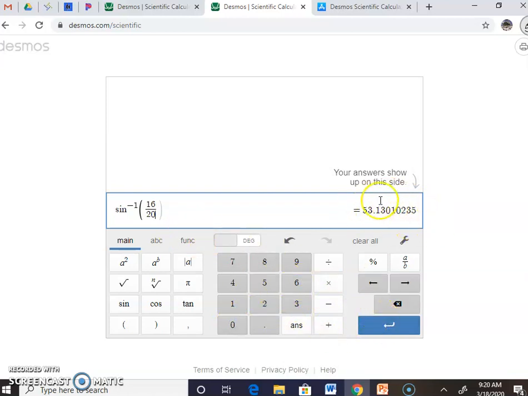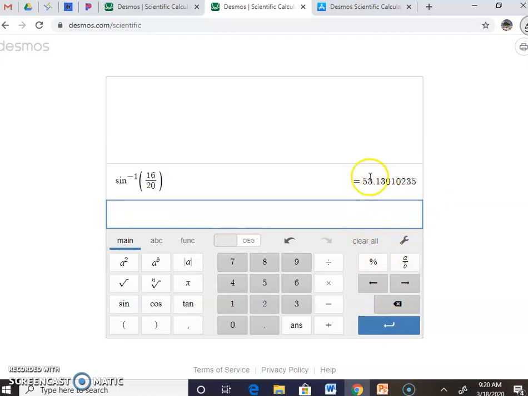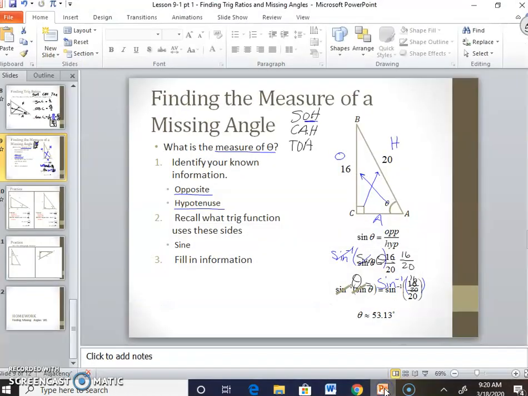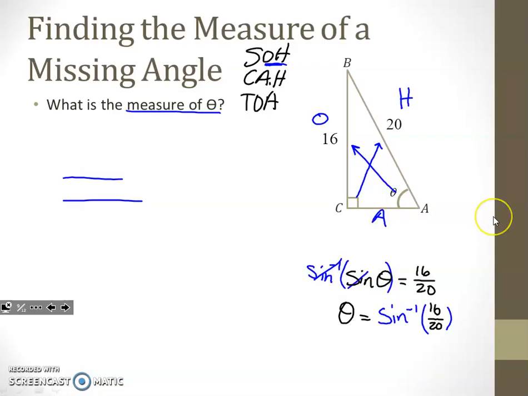I can, but if you look, it shows your answer on this side here. We press enter. There we go. So sine negative 1 of 16 over 20 is 53.13, and so on. I think on your homework it says to round it to the nearest degree, so you can just do 53. If we go back to my actual tab that's open, after I use my calculator, I can write theta equals 53 degrees. And that's how we found the measure of our missing angle.